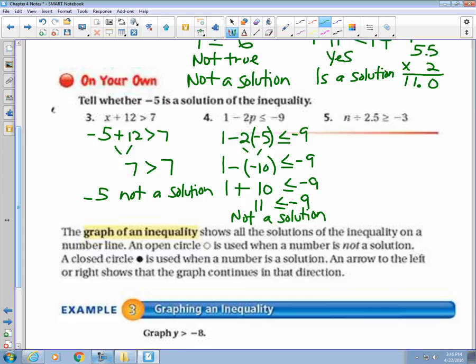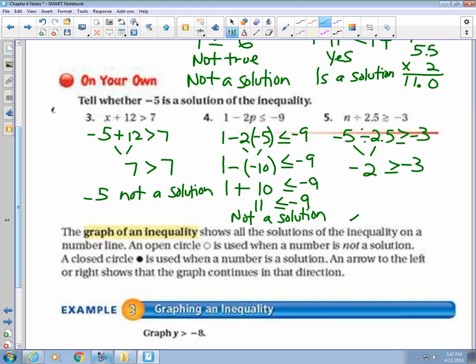And then the last one, it says n divided by, this is a divided by symbol, n divided by 2.5 is greater than or equal to negative 3. So I'm going to plug in negative 5 for n. Negative 5 divided by 2.5 is negative 2, greater than or equal to negative 3.